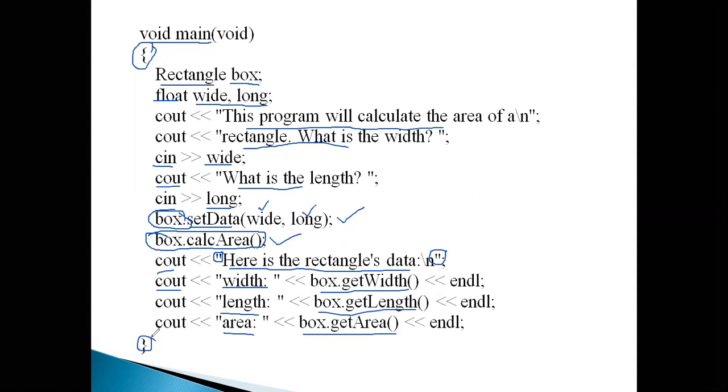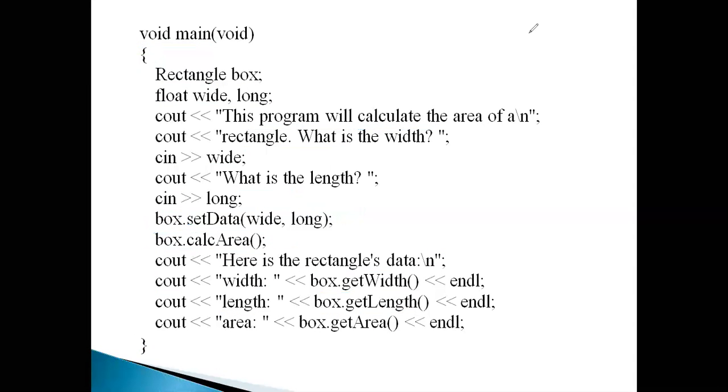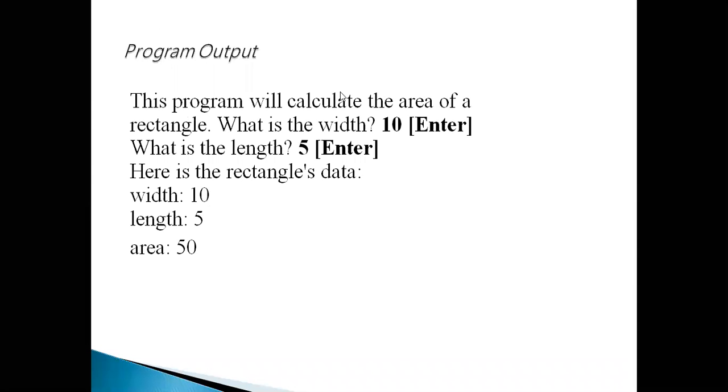Thereby the program terminates. This is the way how we are going to execute one normal simple C++ program. Then this is the program output. When we execute a program, whatever statement is there in cout will appear on the output screen like this.